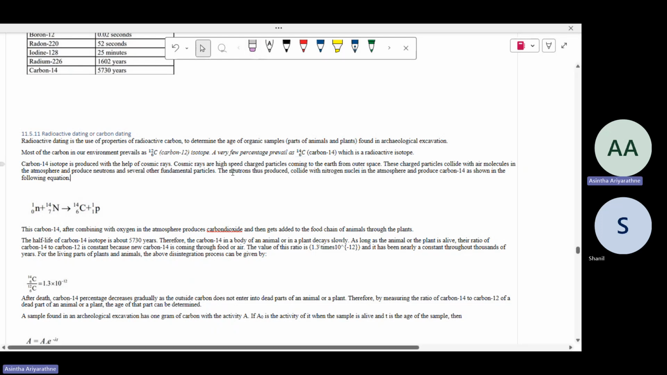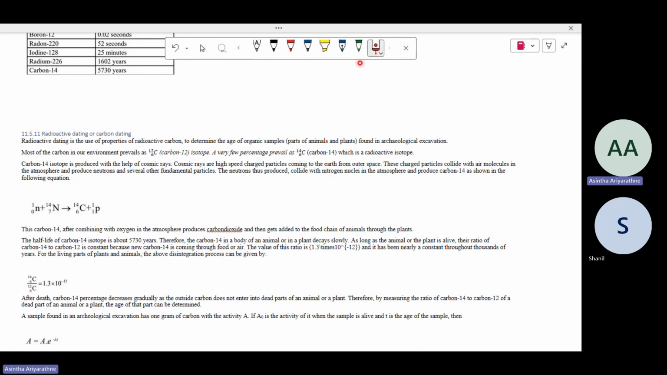And this carbon-14 isotope is a radioactive element. So this is a radioactive isotope which would decay over time. The carbon-12 isotope is stable, no problem. It won't decay. This is a stable one, and the other is the radioactive one, so it will decay over time.